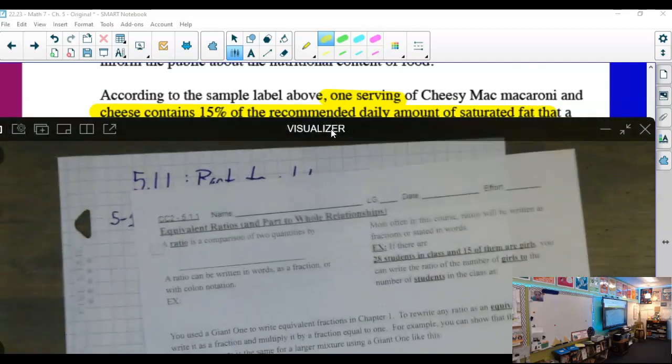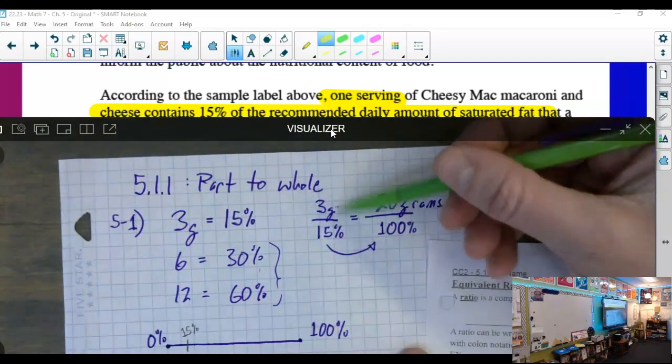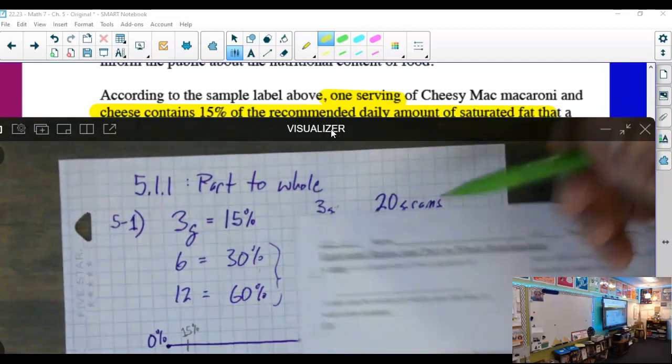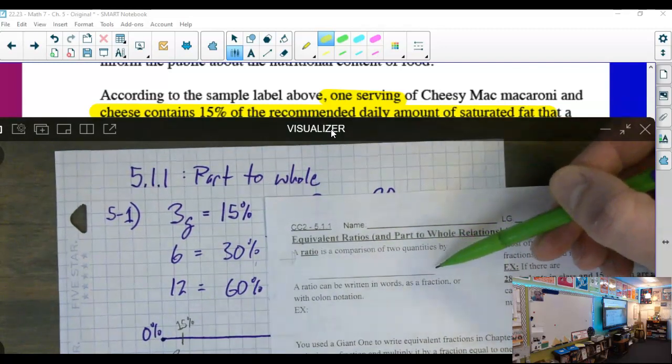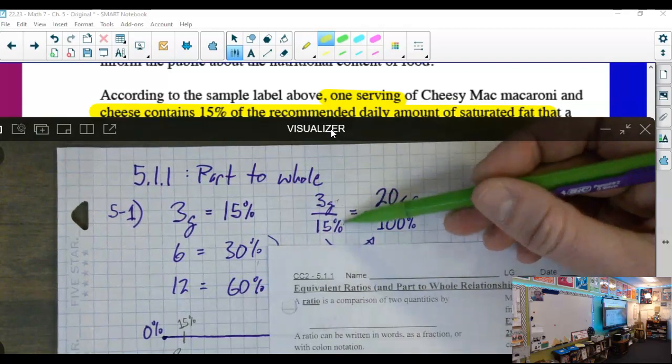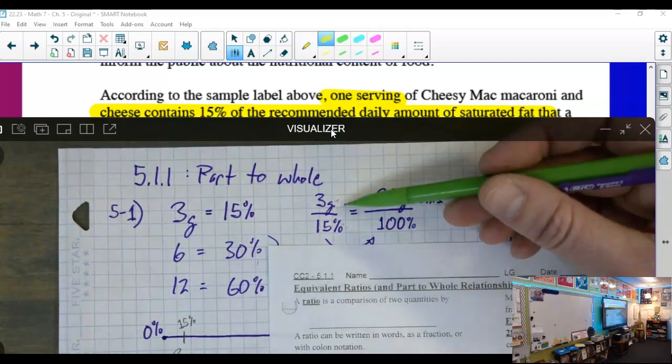So check this out. A ratio, this is an example of a ratio, is a comparison of two quantities by what? How are these two quantities? Addition, multiplication, division, subtraction. What's going on?